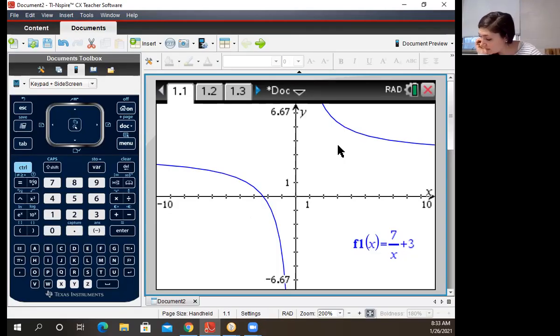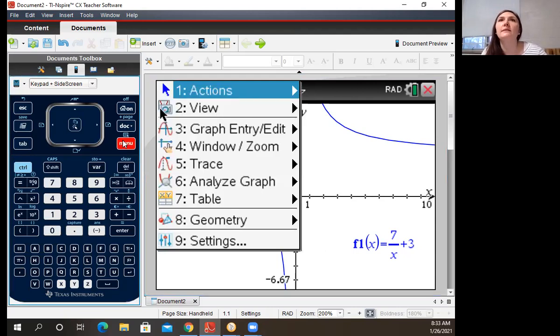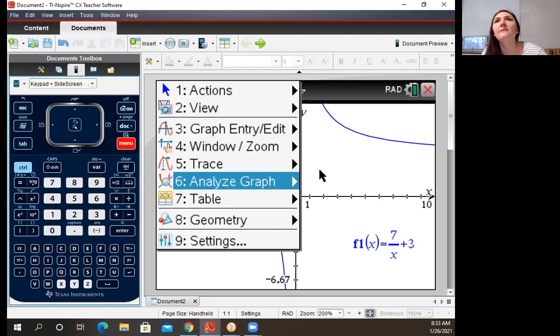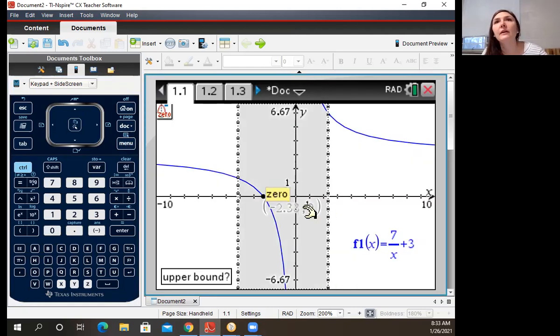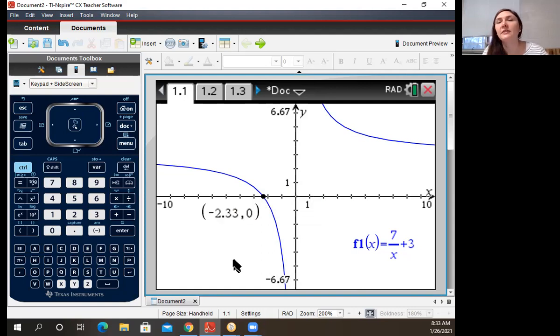The first thing listed on my paper is an x-intercept. And I know I have an x-intercept over here. Remember, on our calculators, we never have to guess. We can just use our calculator to find that exact spot for us. So menu, analyze graph, and zero. That would be right here. There's my x-intercept, negative 2.33.